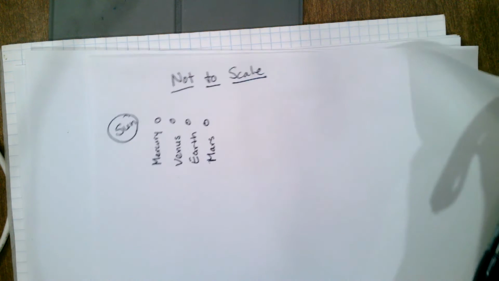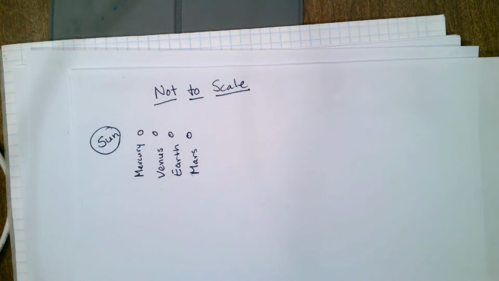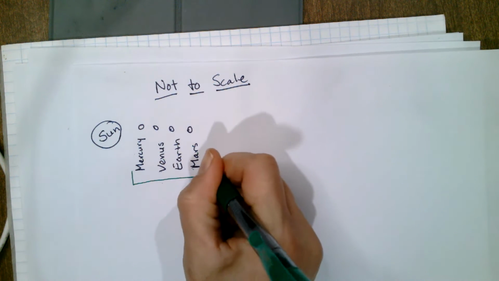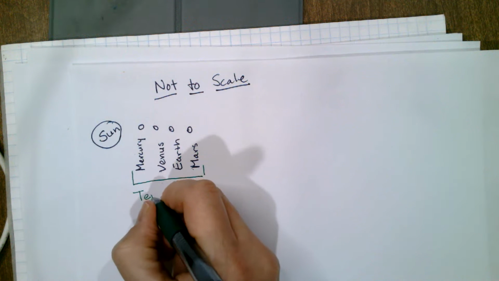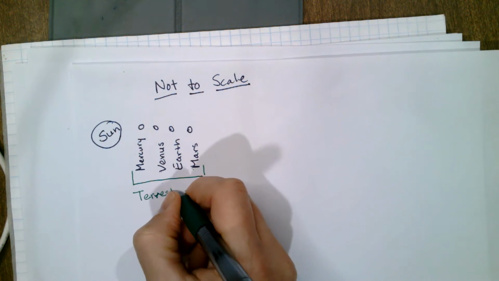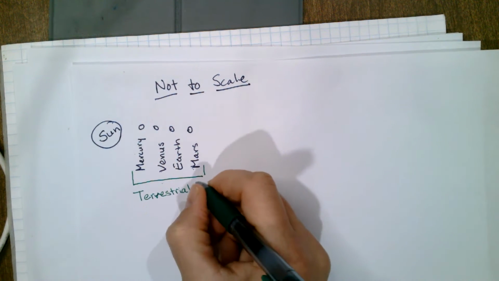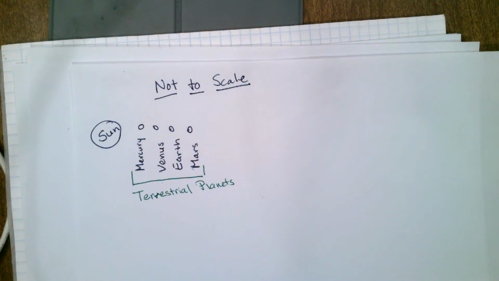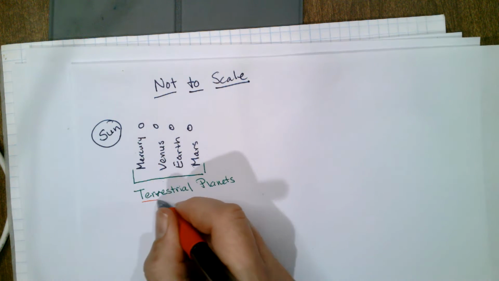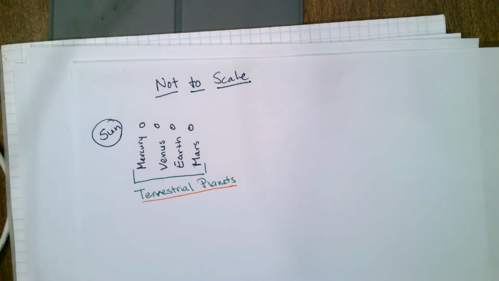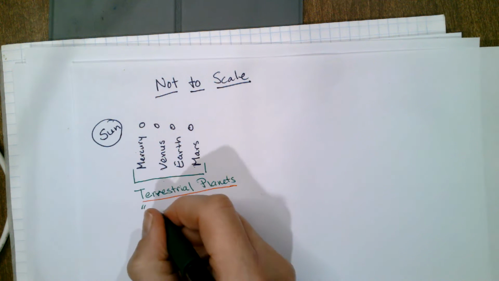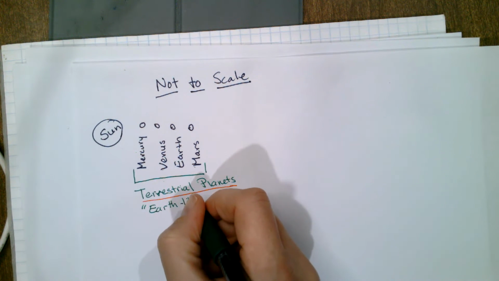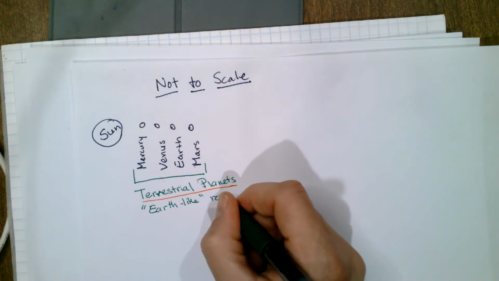These four planets together have something in common. These are all our terrestrial planets. Terrestrial comes from terra, which means Earth-like. In other words, these are rocky planets.